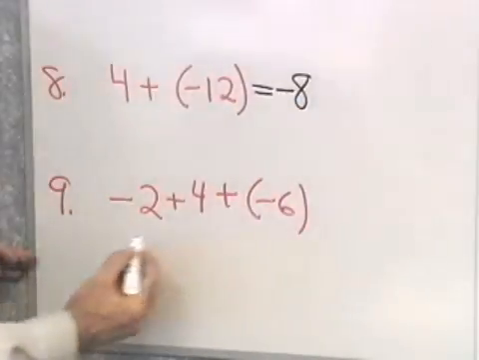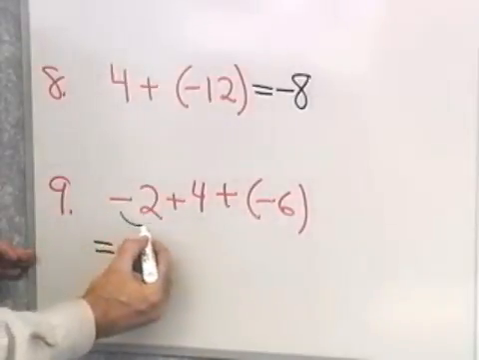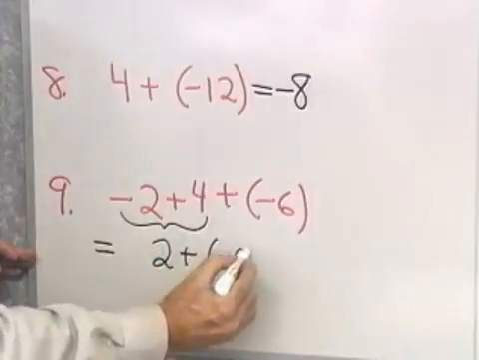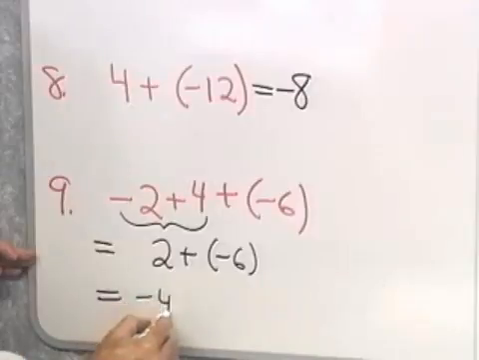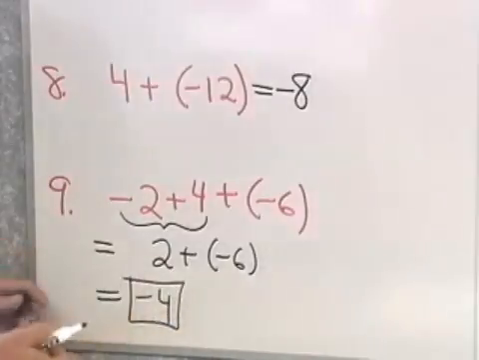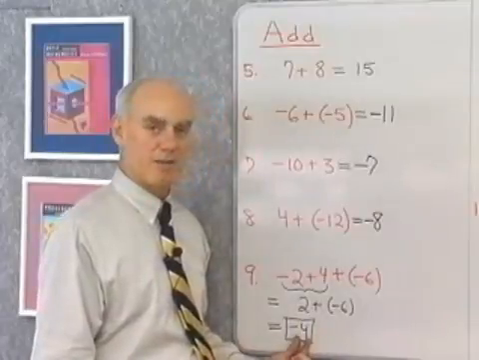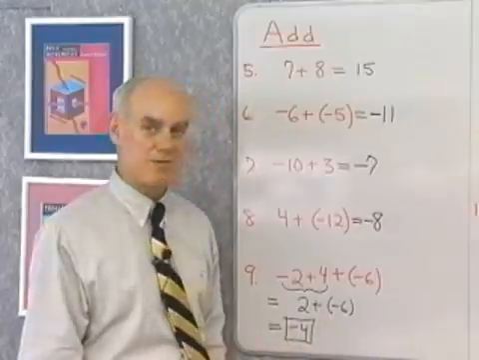Here I have three numbers to add, so I just do them two at a time. -2 plus 4. When I add these two together, I get 2 plus -6. And then 2 plus -6 will be -4. Because these two numbers have different signs, I subtract absolute values, I get 4. The number with larger absolute value is negative, so my answer is negative.